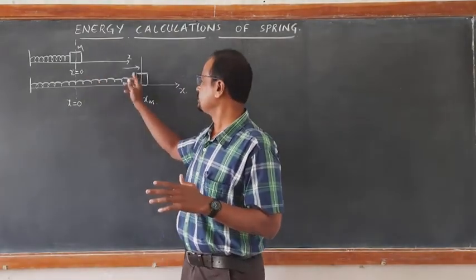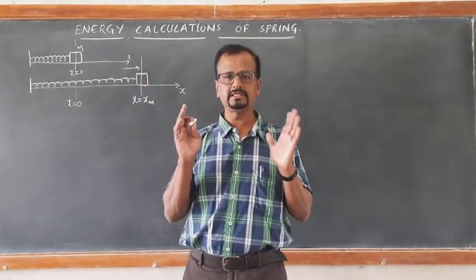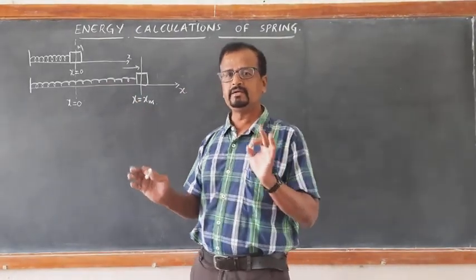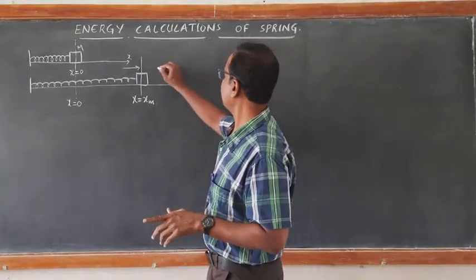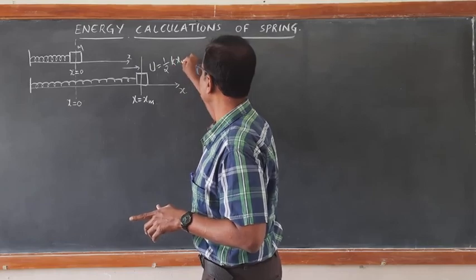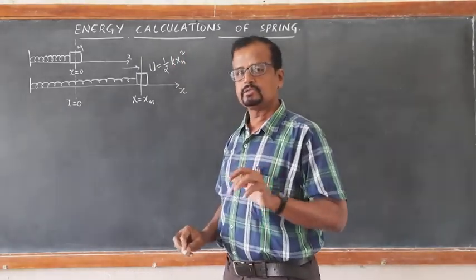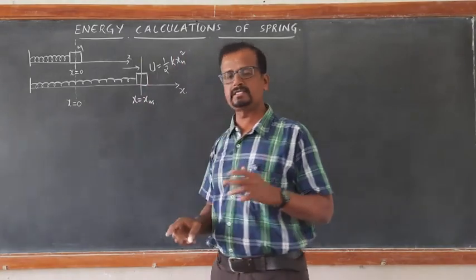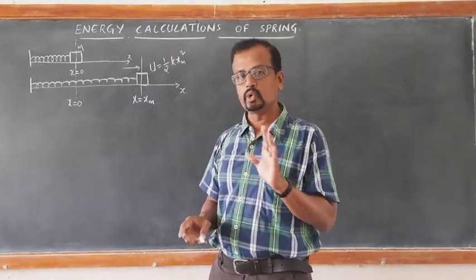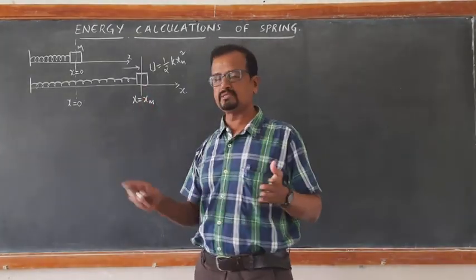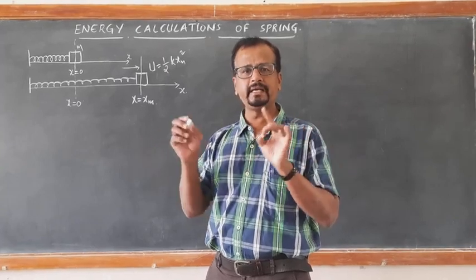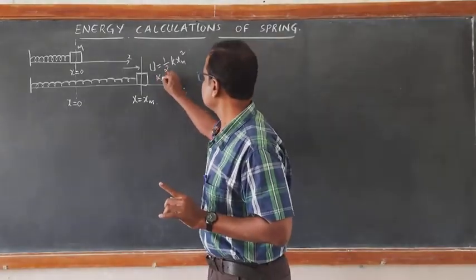When we extend it to its maximum displacement, let us say xm, then before releasing, it has potential energy given by U is equal to half k xm square. This is what we have already derived. So the total mechanical energy at this maximum displacement is equal to the potential energy alone, because before it is released it has no speed. So kinetic energy is zero.